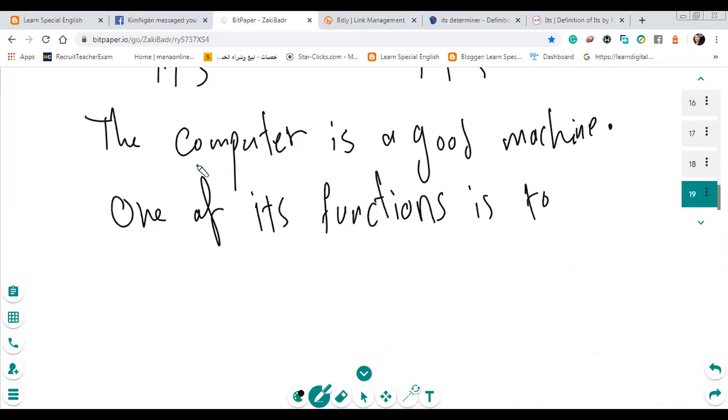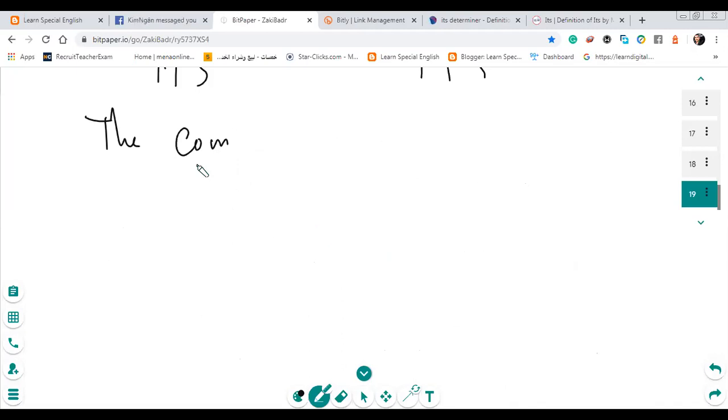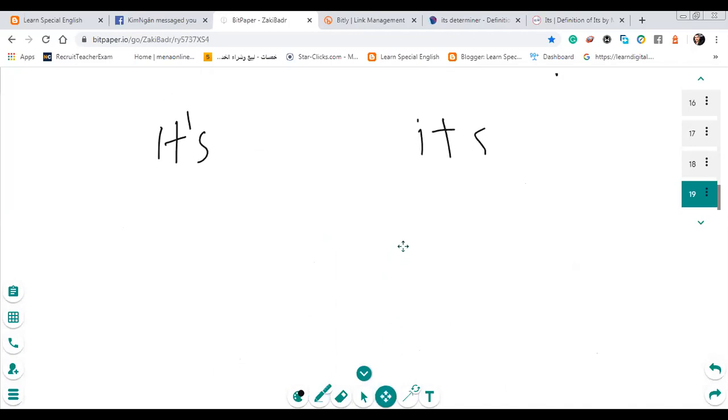Okay, let's take examples on the first one. I don't recommend using contractions in writing, because the reader might be confused. If he's not an English teacher, he might be confused. Is this "is" or "has"? So don't use contractions in writing. So that's "its" and "it's".